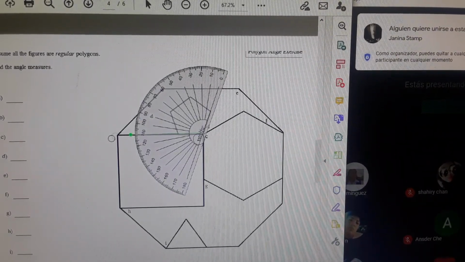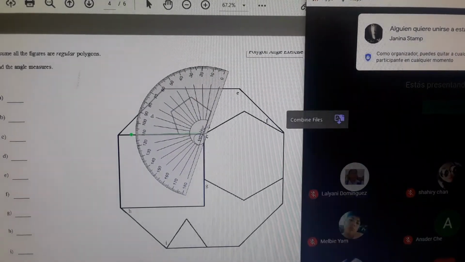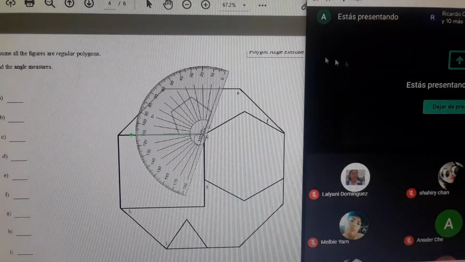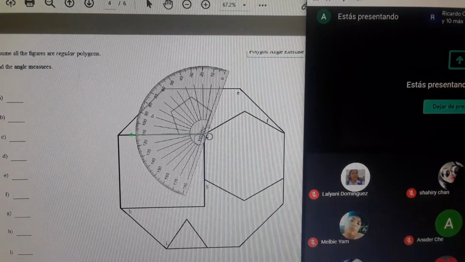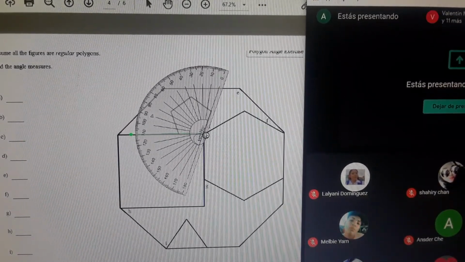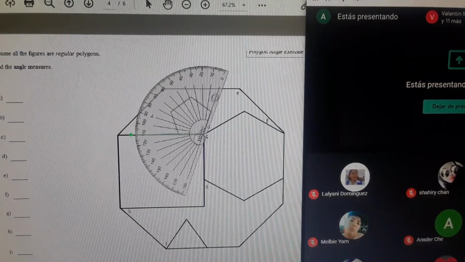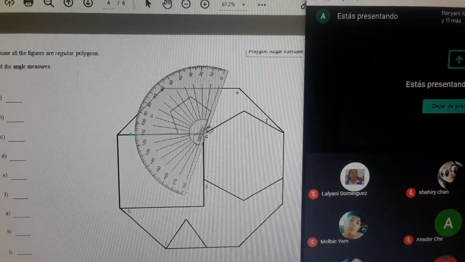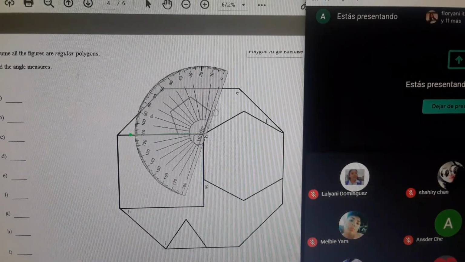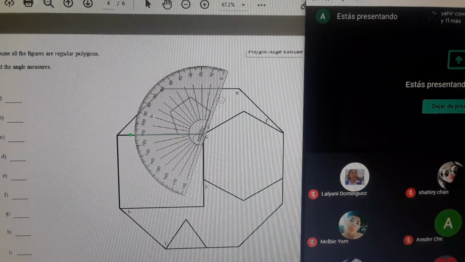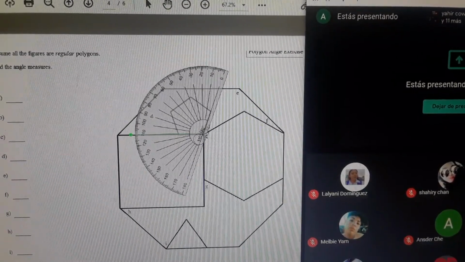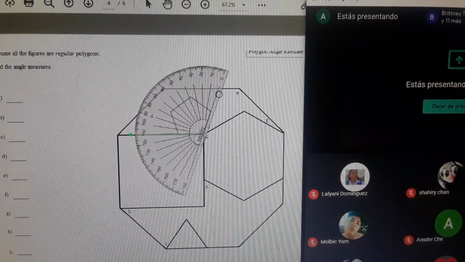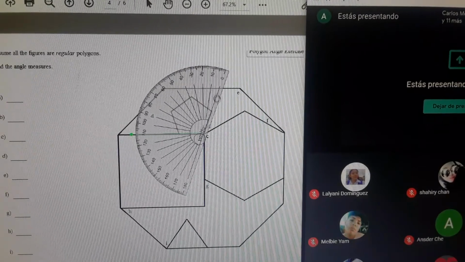We are going to be placing my protractor. If you look at how I am placing this here, I make sure that the 0 stays right there where the A is. And if you look at the 0 line, the 0 line is flush right here. The 0 line should always be flush on the line of the polygon that I want to measure, okay, the angle.